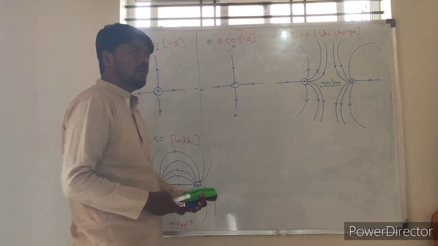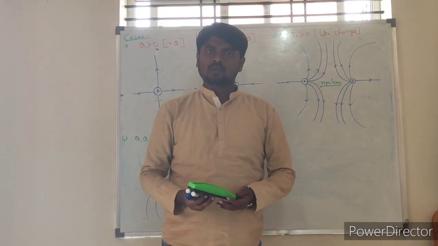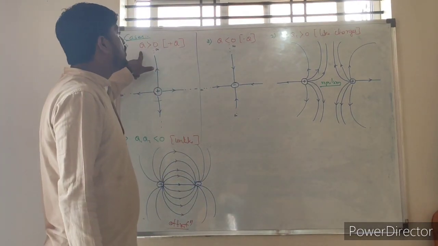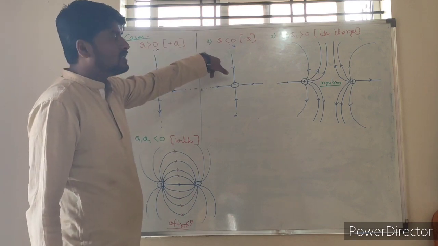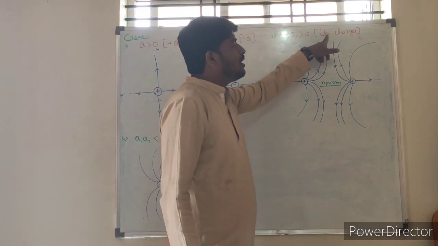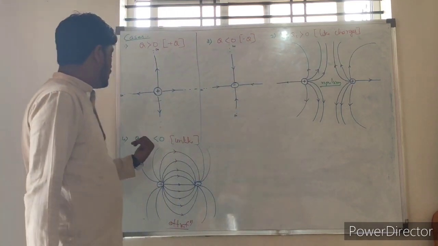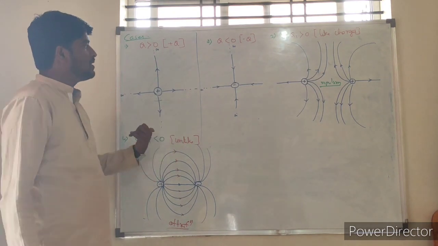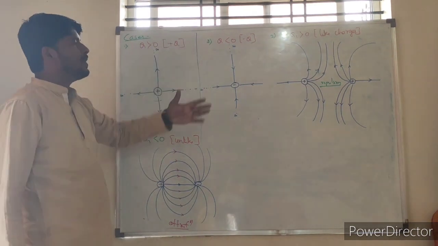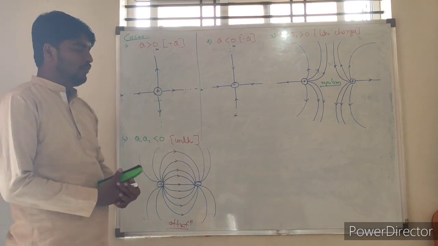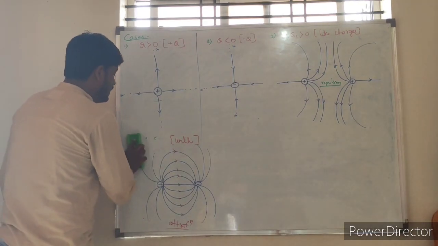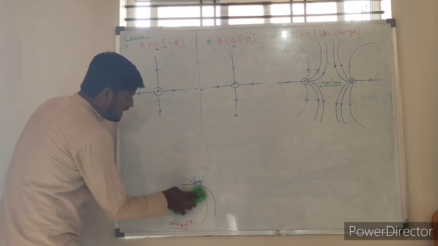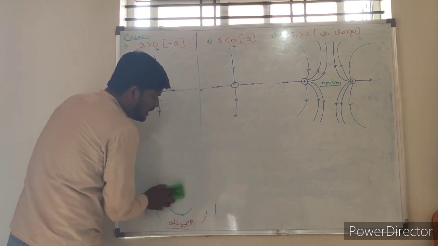Friends, in the examination, for 2 or 3 marks they will ask a question asking you to sketch electric lines of force if Q is greater than 0 or if Q is less than 0, or Q1 Q2 greater than 0 or in case of like charges, or Q1 Q2 less than 0 or in case of unlike charges. If they ask in the examination, based on the special case, based on the property, you can draw the electric lines of force.